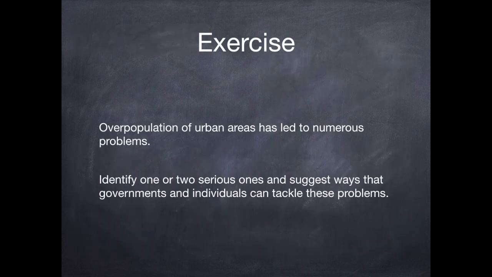Let's finish an exercise with a similar genre. Now you have 30 seconds to read the topic, and I will show you a sample answer after that. The overpopulation of urban areas has led to numerous problems. Identify one or two serious ones and suggest the ways that government and individuals can tackle these problems. And now I will show you a sample answer, but each section has been misordered. Now you have to read each section and reorder them in the right sequence. Okay, let's do it.